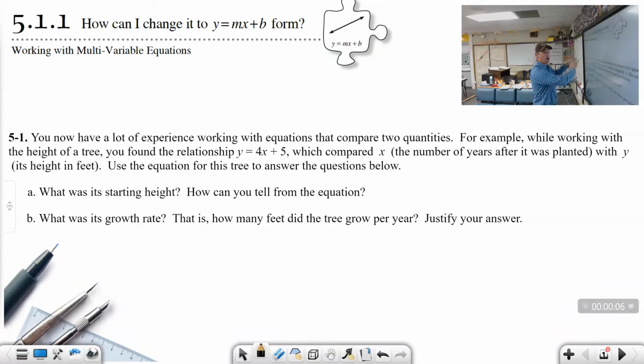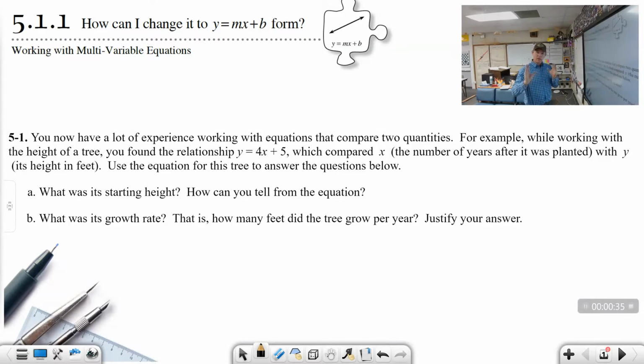5.1.1. Today we are focusing on how can I change it into y equals mx plus b. Let's think about what this means. See, I have a full legal name, Alfred Joe McCoy III, but I don't use it that often because I don't really need it. It's not really that usable. I have a shortened name, Joey McCoy, or Mathman. It's nice and short, and it's more user-friendly. And we're going to find out today that y equals mx plus b is really user-friendly.